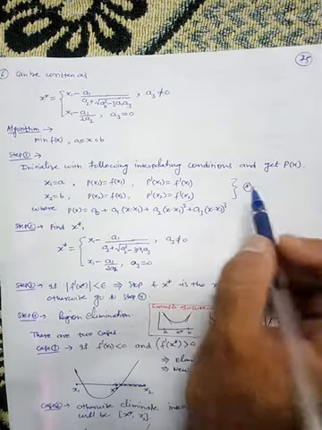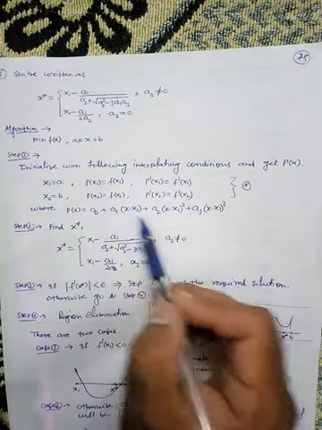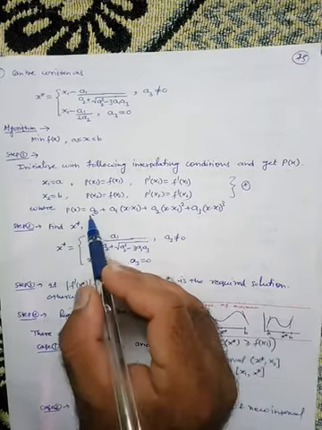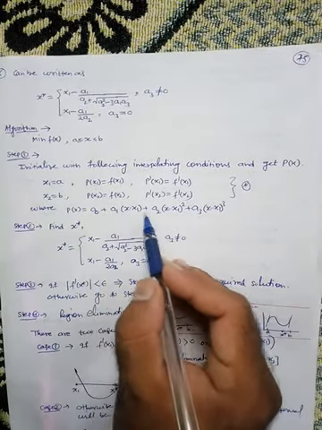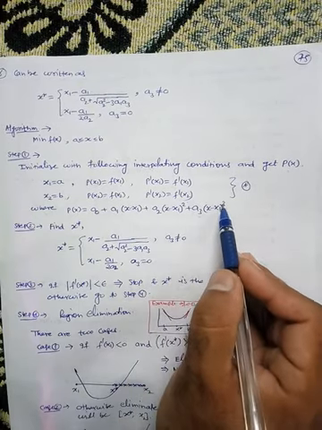Okay, this is a star. So by using these, we will get a0, a1, a2 and a3, and hence p(x) will be a0 plus a1 (x minus x1) plus a2 (x minus x1) whole square plus a3 (x minus x1) cube.